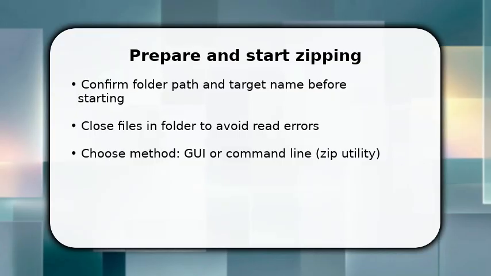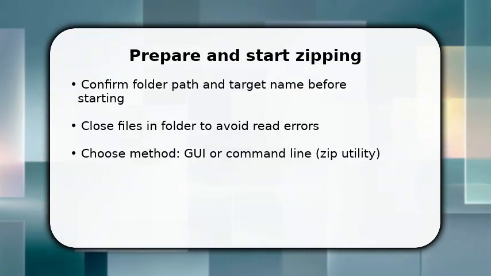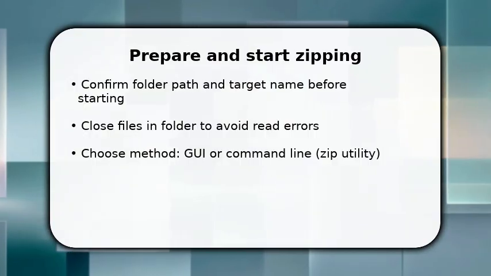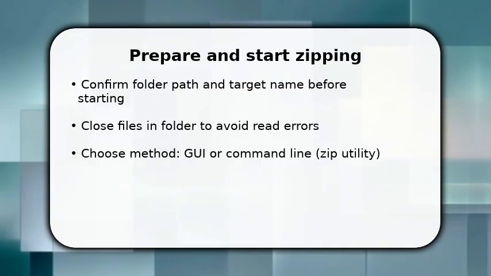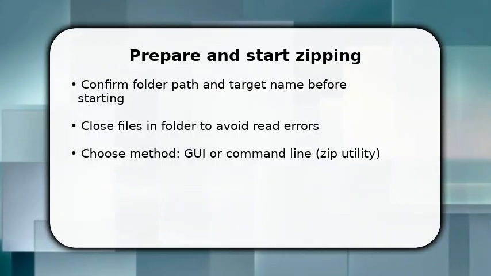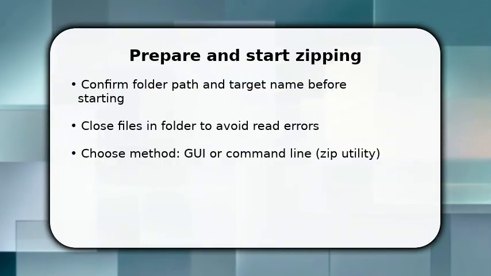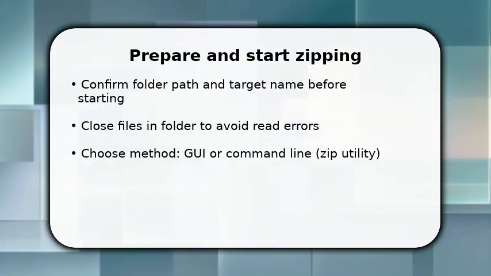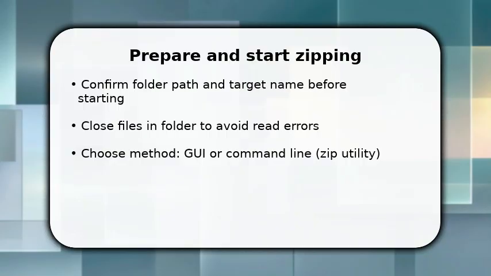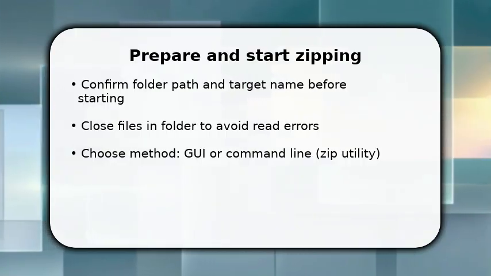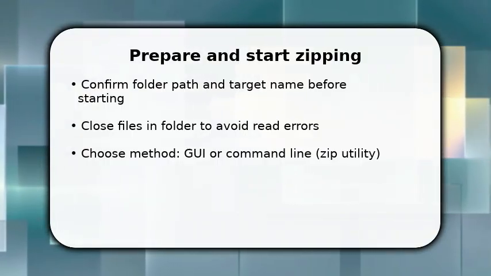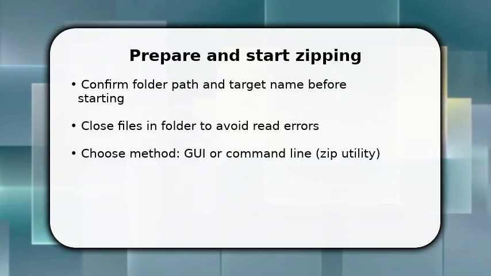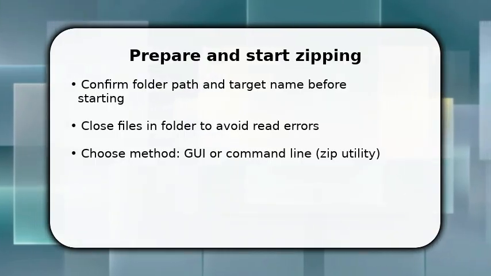Enjoy the video. You will begin by verifying the folder you want to compress and picking a destination name. This prevents accidental overwrite. Once done, close any open files in that folder so the compressor can read everything cleanly. Now choose your method. Use your file manager for a graphical approach or open a terminal and call the zip utility for more control. I'll show both. Start with the one you prefer and follow along to the next step for actual commands and options.